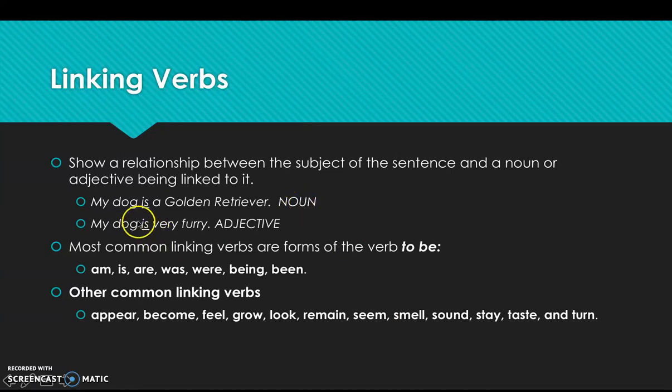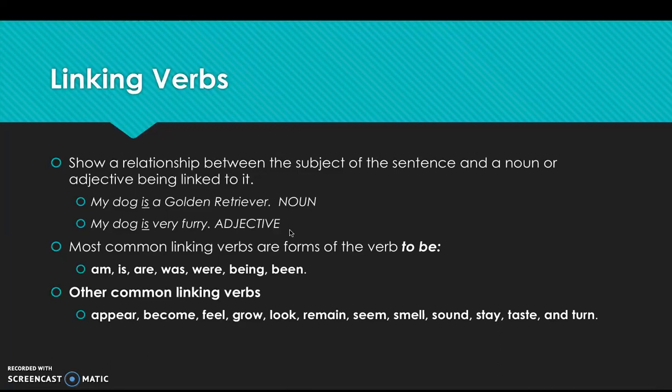As opposed to, my dog is very furry. Dog is still the subject, and furry, in this case, is what's being linked to him, and that is an adjective because it's describing dog. So either way, the most common linking verbs are also those ones that I just highlighted with the helping verbs. Am, is, are, was, were, being, and been.